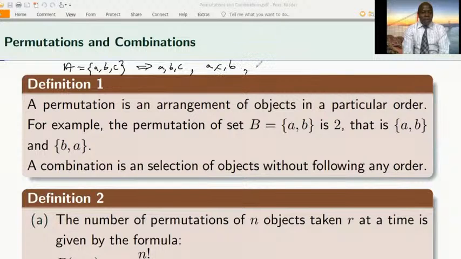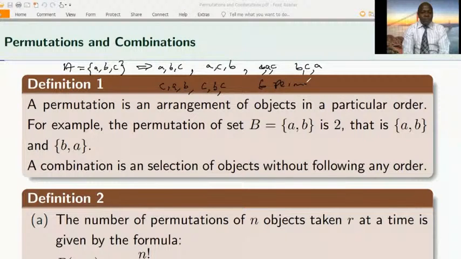We can also begin with B, then A, C, or B, then C, A, or we can also have C starting and followed by A, B, or C starts, then we have B, A. So how many arrangements are these? 1, 2, 3, 4, 5, 6, and then we say that these are 6 permutations.